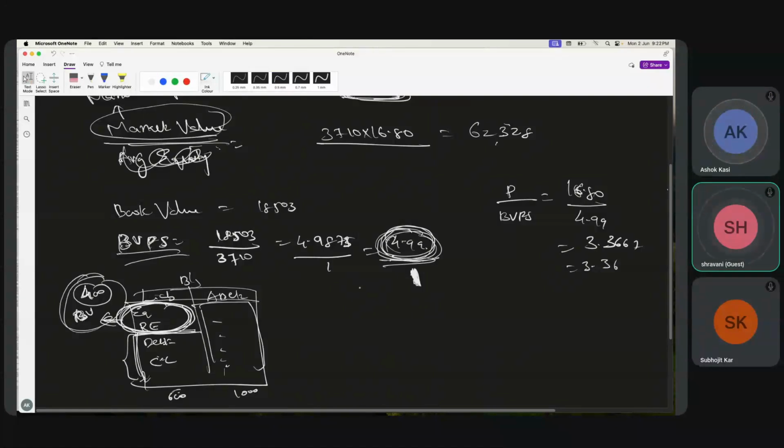Yes, sir. Okay. Now price to book value is what? Price to book value is 3.36. That means if book value is 1 rupee, for that the market is willing to pay 3.36 rupees. So normally price to book value will be higher than 1. If it is lower than 1, it is a highly undervalued stock.